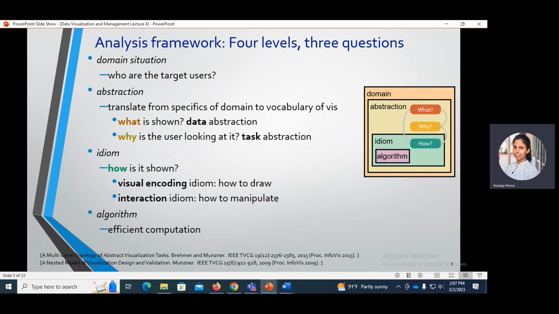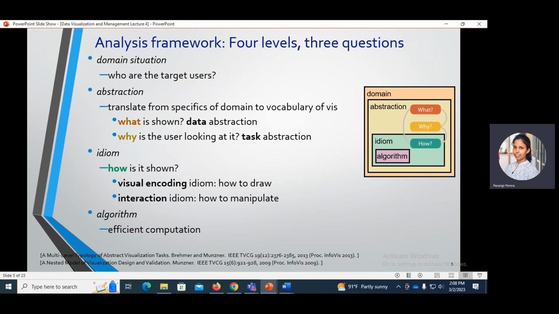Now the next level we have to talk about in detail is the idiom level. We are asking how it is shown, and I'll split that into the visual encoding idiom, which is how we draw it, and the interaction idiom, which is how we interactively manipulate that drawing. Sometimes things are clearly one or the other. It's certainly possible to have idioms that are inextricably combined, often encoding with interaction, but sometimes it's useful to separate them as well. So that gives us the what, the why and the how.